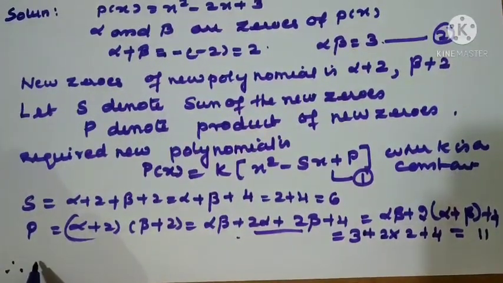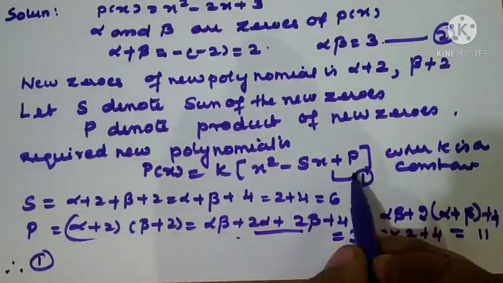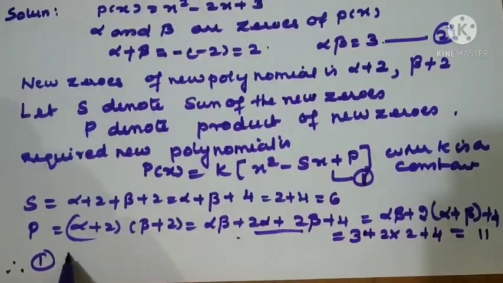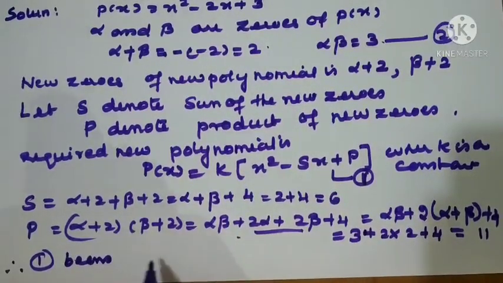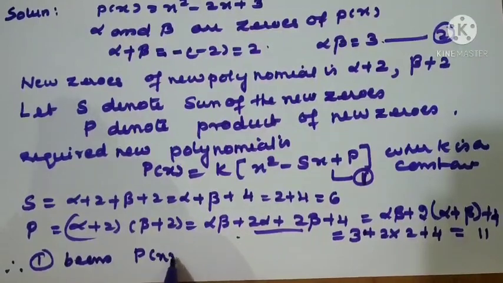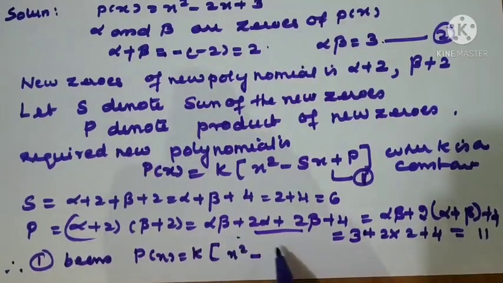Therefore, equation 1, here only we have marked 1, becomes p of x equal to k into x square minus 6x plus 11.